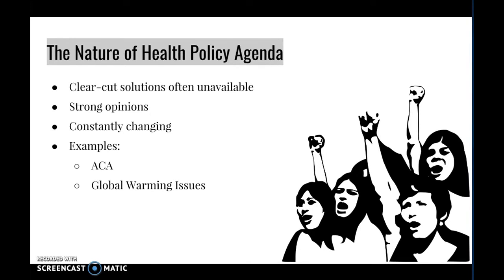The health policy agenda can often cause discussions and strong opinions due to the absence of clear-cut solutions and its constantly changing nature. We can see this with the current issues involving the Trump administration wanting to repeal Obamacare. Some citizens believe that Obamacare is too expensive and unsustainable, while its supporters believe that it has saved many lives and is necessary to improve public health in America. These strong opinions can cause overcrowding and confounding.